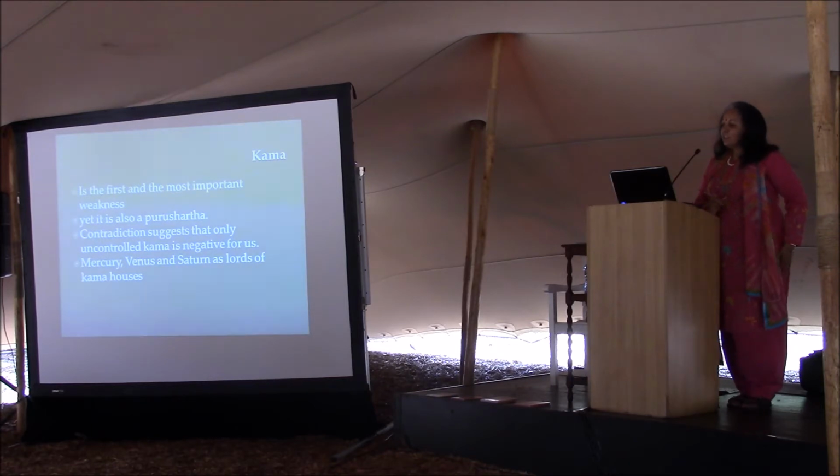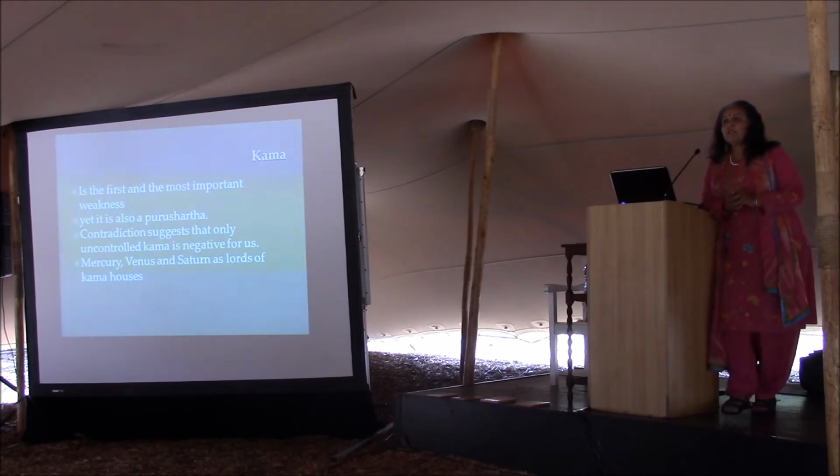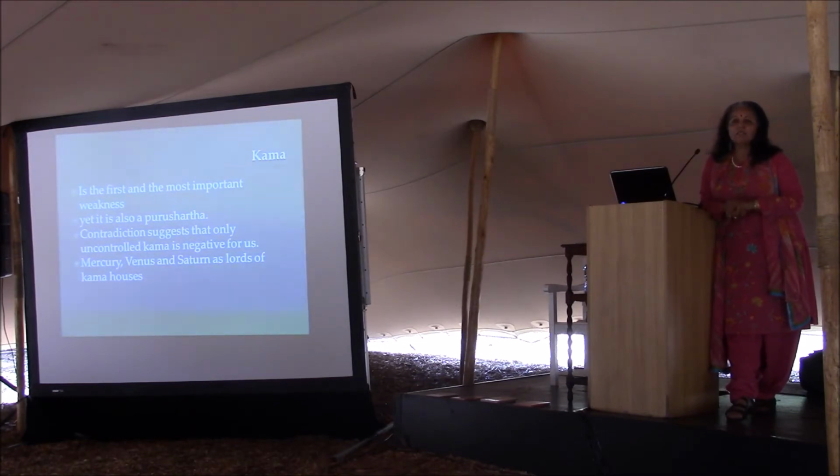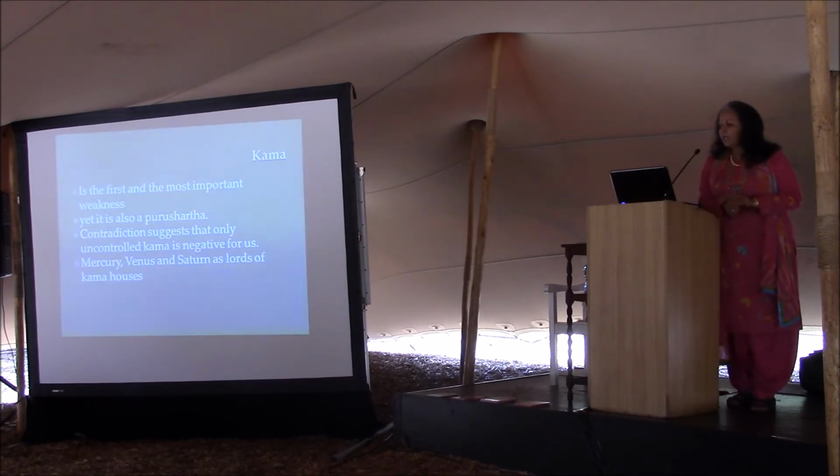So the contradiction suggests that only uncontrolled Kama is negative for us. And the thing about Kama is that it's a physical reaction. It's our desire for sex, desire for relationships, for connecting. But if we have that good, healthy desire, it cannot be a weakness. But if it gets out of control, then it becomes a weakness. And in the chart, Mercury, Venus, and Saturn are the lords of the Kama houses.